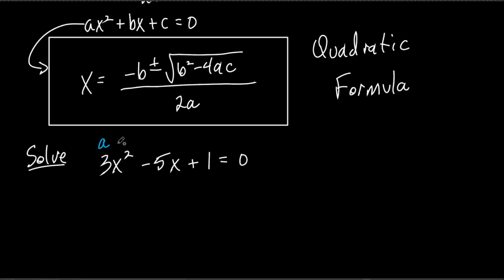The 3 is the A. The 5, it's not just a 5, it's a what? It's a negative 5, right? That's the B. And then the 1 is the C. Everybody see that? So it's just plug and chug. That's why a lot of people like this formula, because you just plug it in.